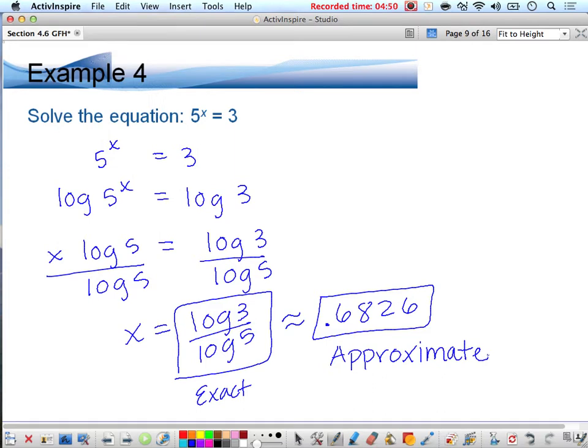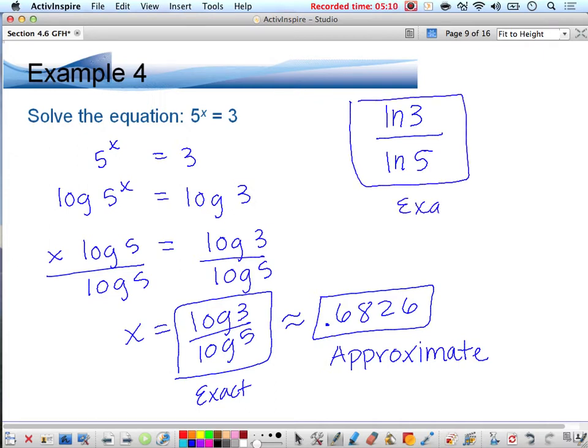One last thing. Someone type in their calculator the natural log of 3 divided by the natural log of 5 and tell me if you get the same thing. Natural log of 3. So see, it wouldn't matter if you had used natural log or common log. So this is also another answer in exact form. It could be either one of those. Does not matter.